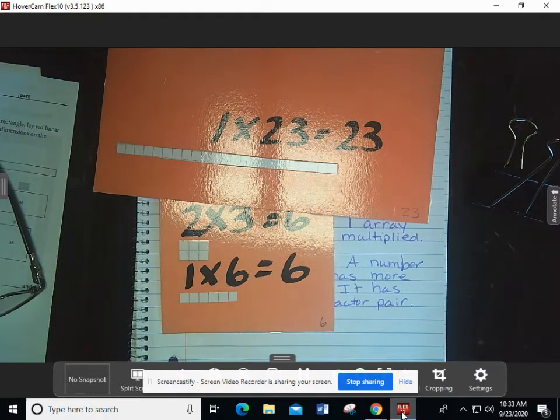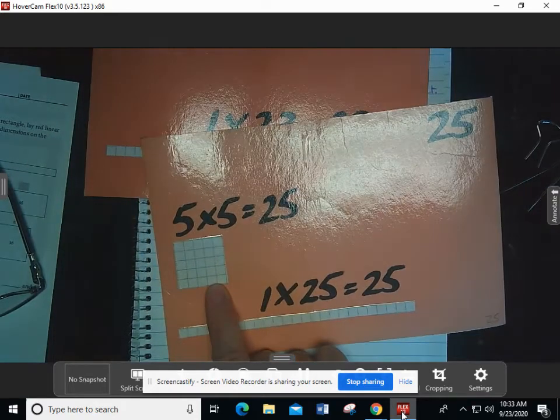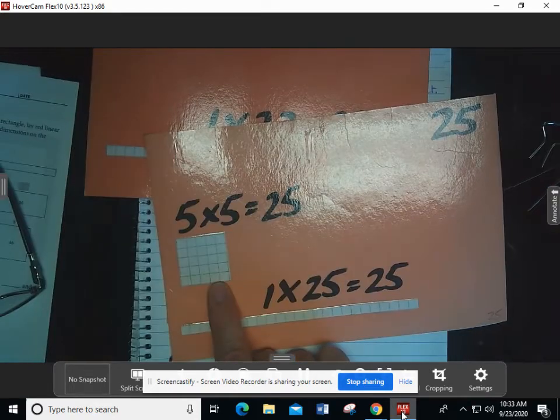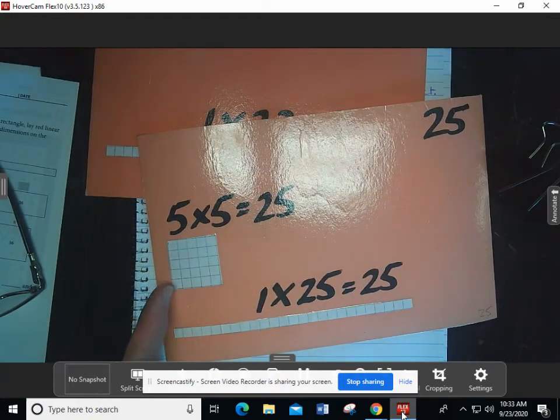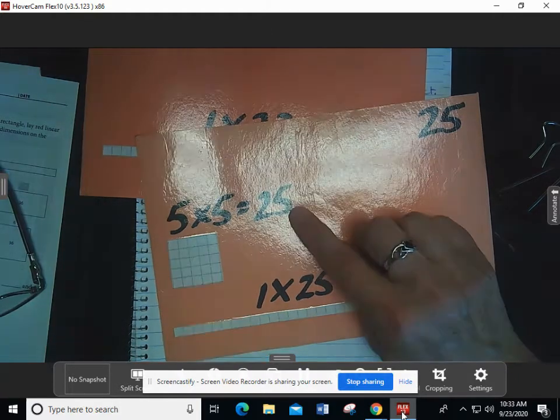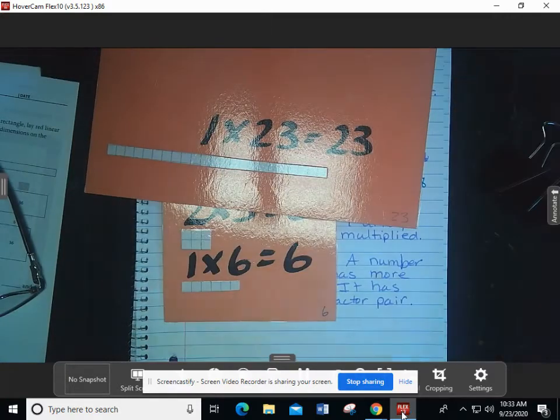And sometimes our arrays are square. When they're square, it means that we have the same number of rows and the same number of columns. In this case, 5 times 5. So it's called square because its array makes a square.